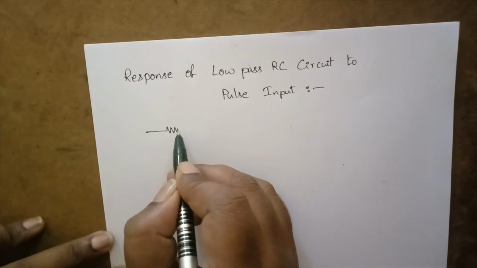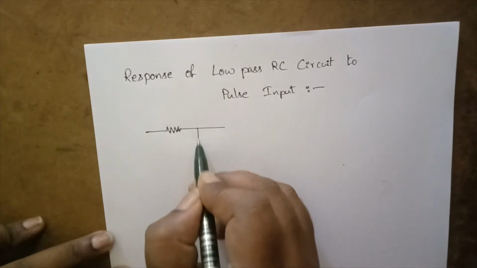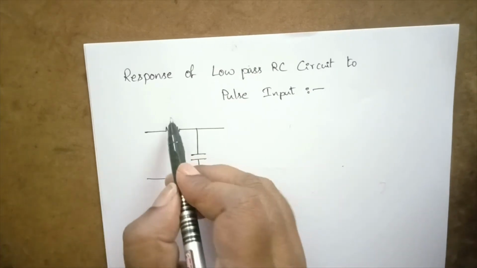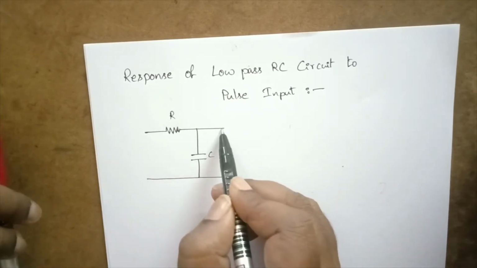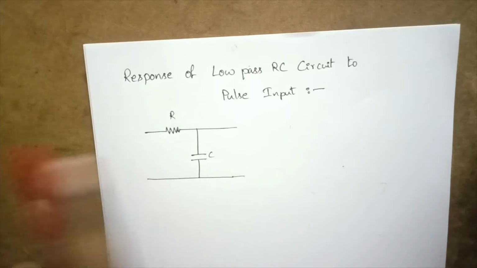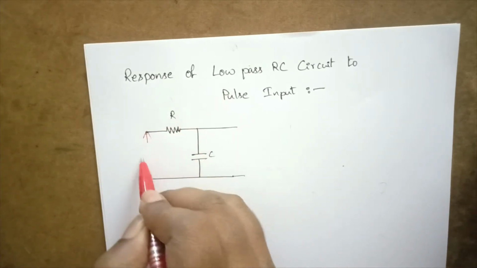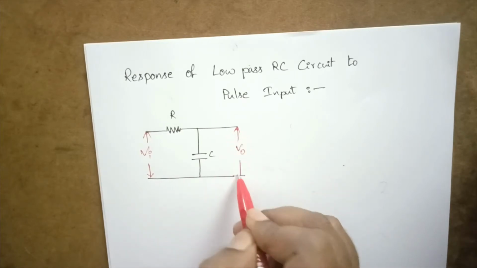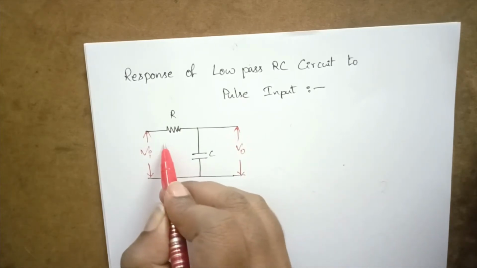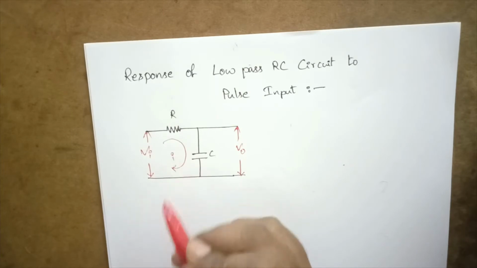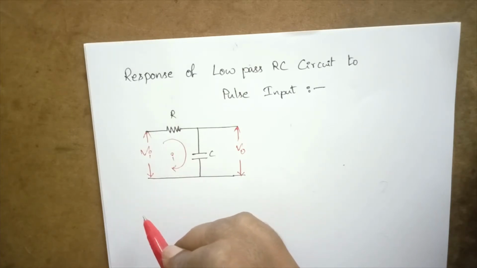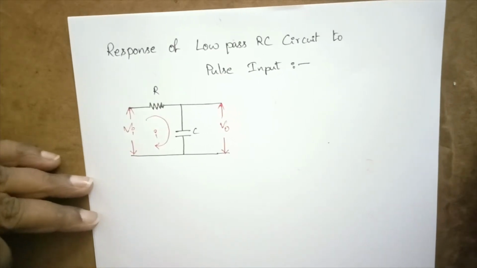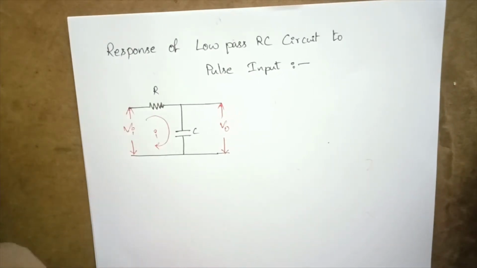The low pass circuit consists of a resistor in series and a capacitor in parallel. So this is the resistor and this one is the capacitor. Here we are applying input as Vi and we are taking output as V0. The current passing through the circuit is I. Same thing. I am not doing any derivation here, and will directly go for the response.